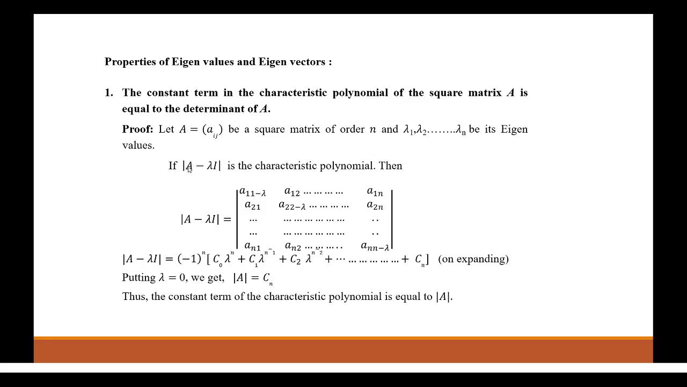Then write down the determinant of A minus lambda I, which is the characteristic polynomial. The determinant of A minus lambda I becomes minus 1 to the power of n times lambda to the power of n, and on expansion we get C0 lambda^n plus C1 lambda^(n-1) plus C2 lambda^(n-2), etc., plus Cn. On putting lambda equal to 0, we get the determinant of A is equal to Cn. Thus, the constant term of the characteristic polynomial is equal to the determinant of A. Here Cn is the constant term.